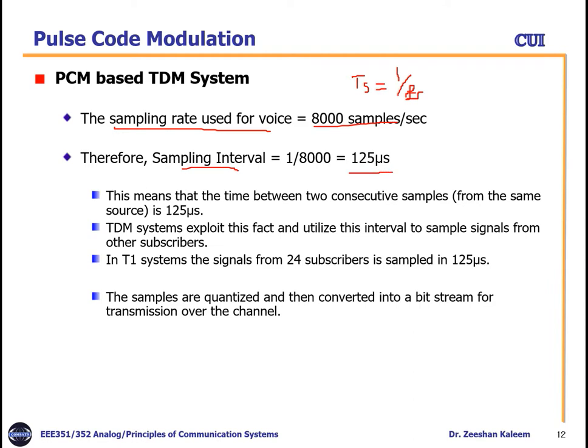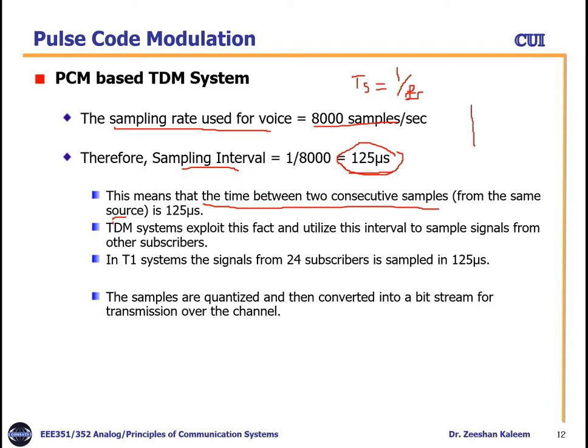It means that this is the time between two consecutive samples from the same source. For example, I am speaking, so my first digital sample will arrive at 0 seconds, for example. Then the next will be 125 microseconds apart, and the third sample will be 125 microseconds again. So this 125 microsecond gap is used to transmit the other source data. This is called time division multiplexing.